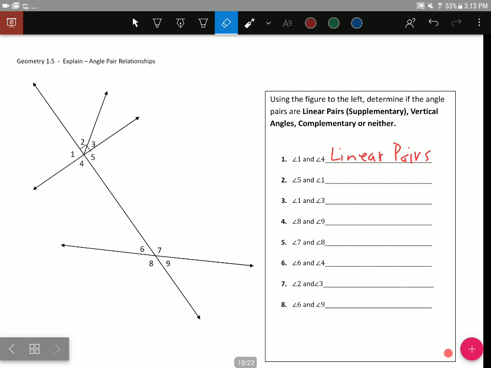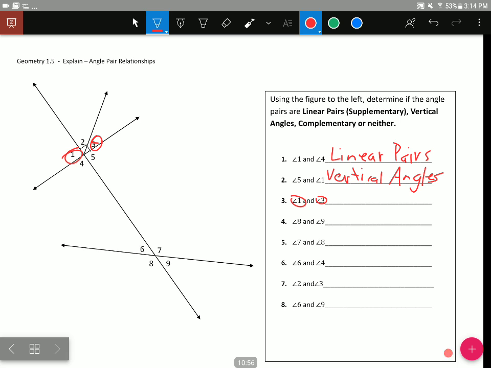So like number 5 and number 1. Right here, 5 and 1. They're across from each other, so they must be what? They're vertical angles. Good. What about number 1 and 3? So that's this guy and that guy. Well, do they add up to 180 degrees? No, you would need the 2 to do that as well. Do they add up to 90 degrees?